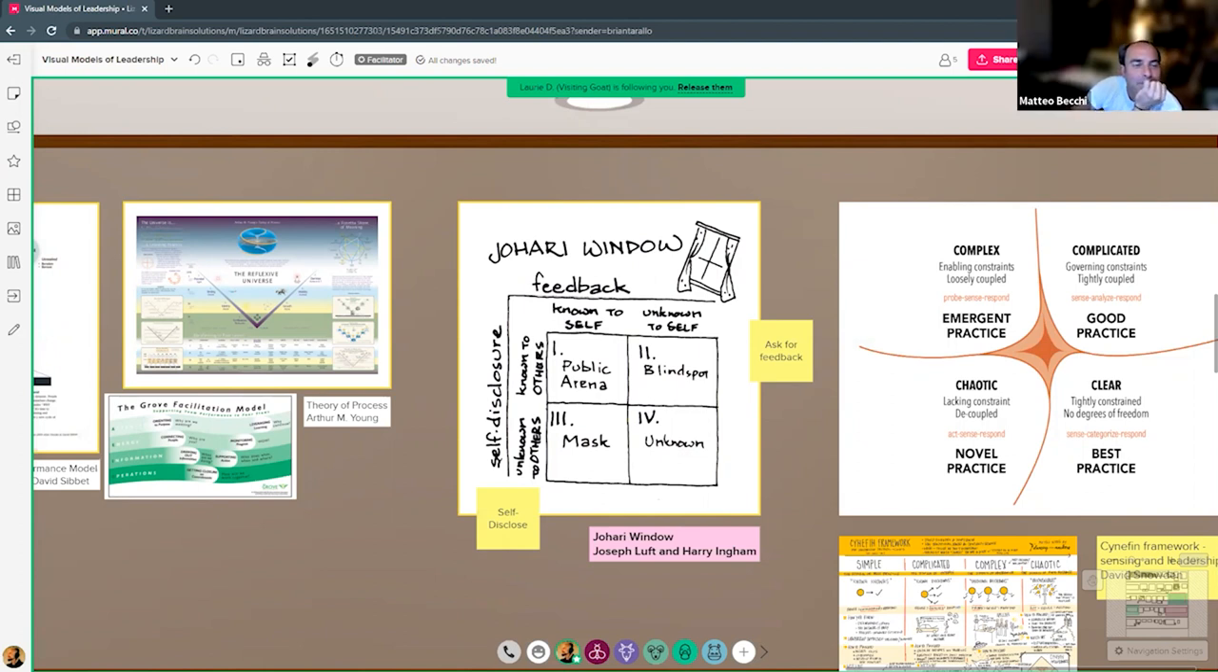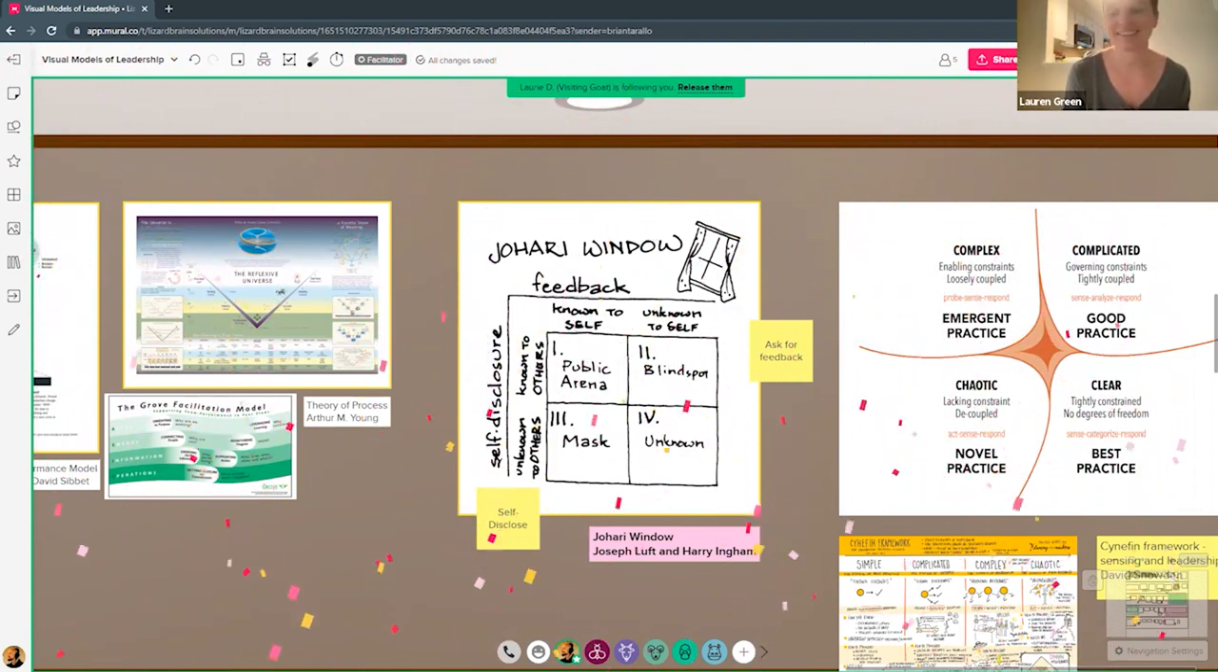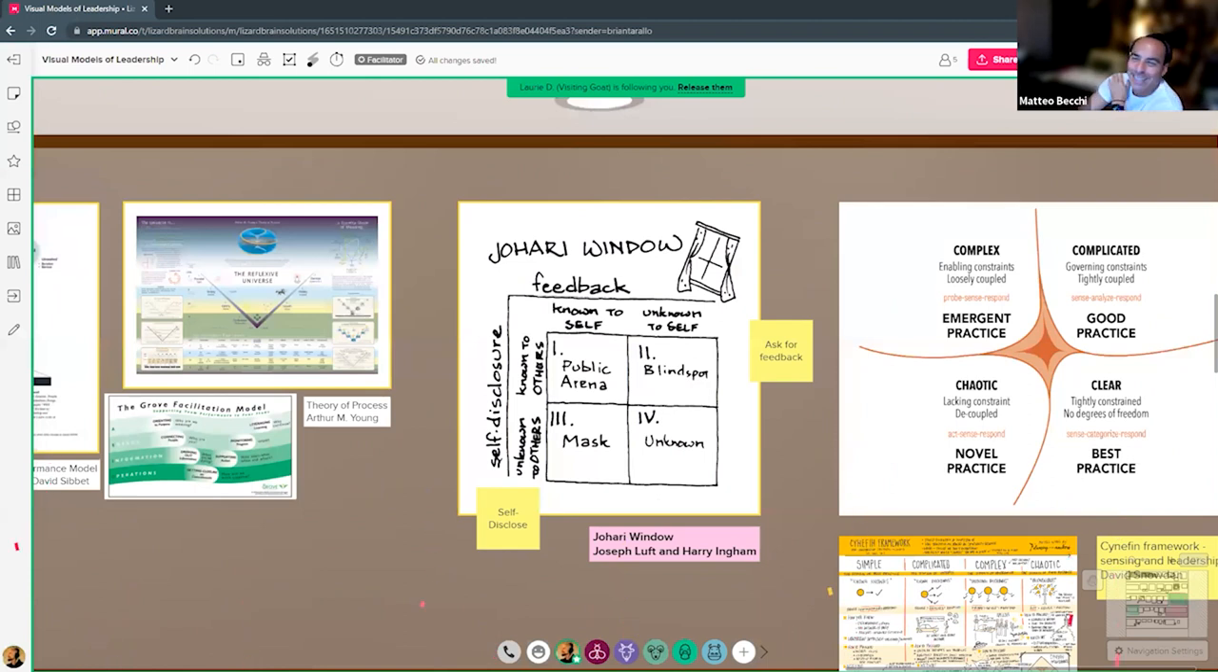You mean the things written on the drawing? Well, yep. Thanks, Rachel. Thank you, Lauren. Well done.